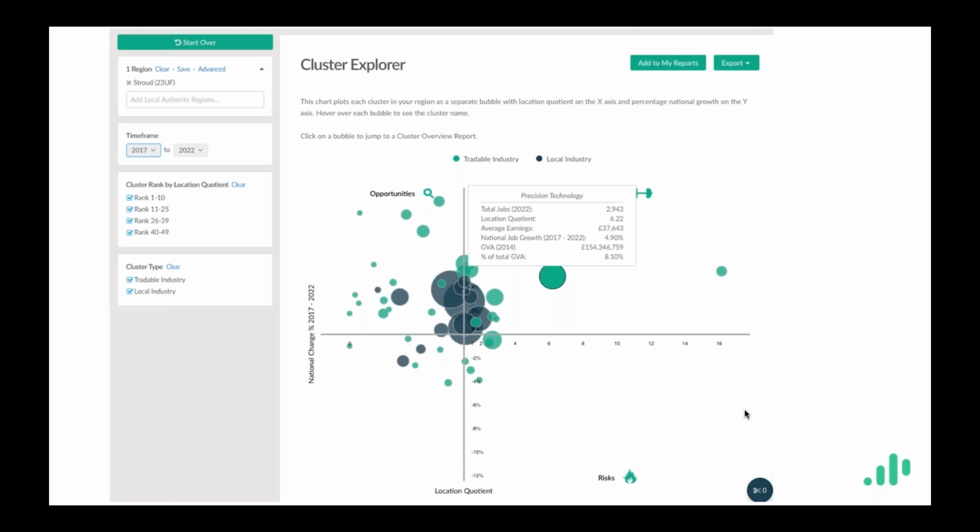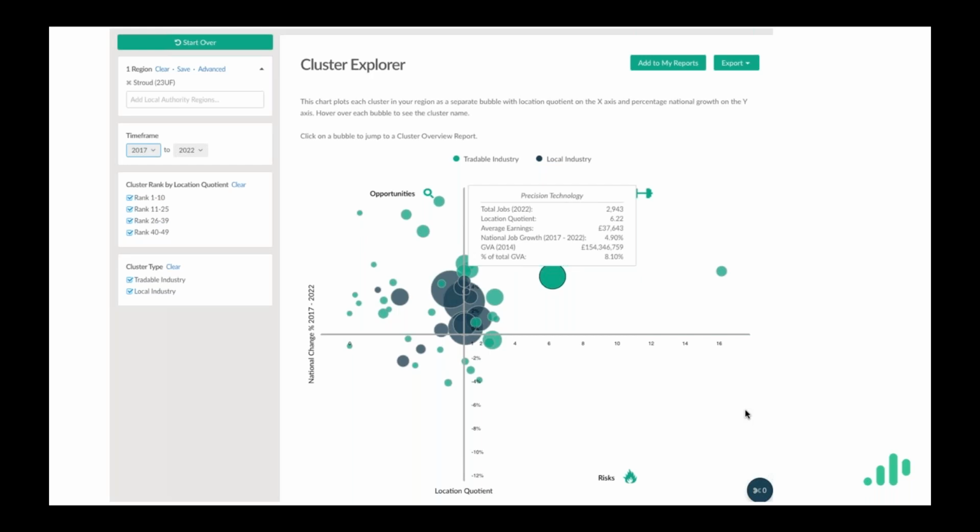So this gives us an idea of the total jobs by 2022. The location quotient, 6.2, quite significant. The average earnings, the national job growth projected over this time frame, although you can vary that to look historically going back to 2003, and also the GVA set at 2014, and also the percentage of the total GVA. Here we're looking at precision technology. We've got a lot of engineering firms in this area, and so that will reflect that.